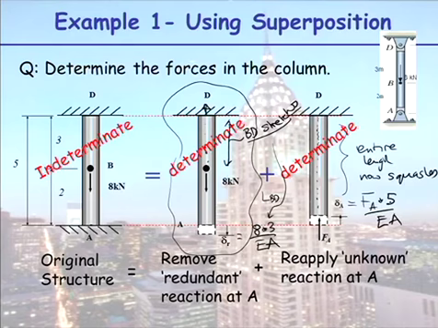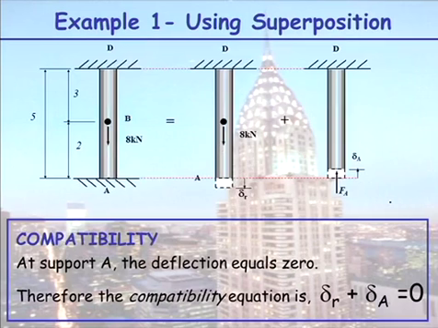So I have 2 determinate systems that make up one indeterminate system based on the compatibility relationship. And what is that relationship? What is our deflection at A equal to? Well, it's 0. It's a fixed support. So thus, just as I did with beams, I can say my redundant deflection and my deflection at A now equals 0.